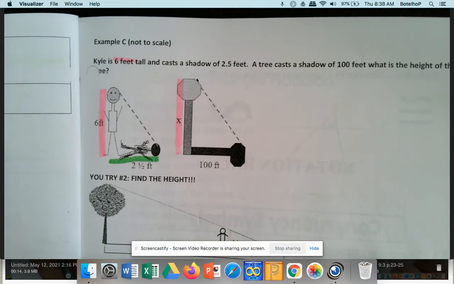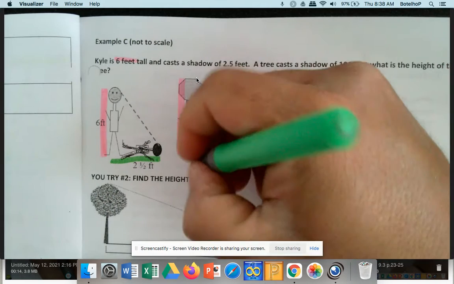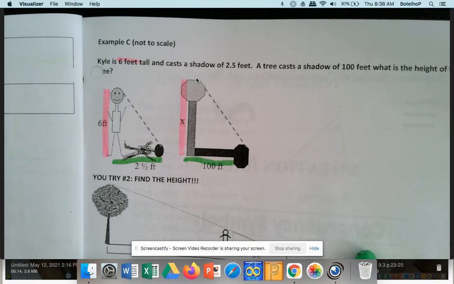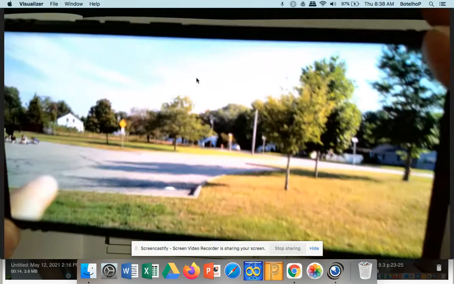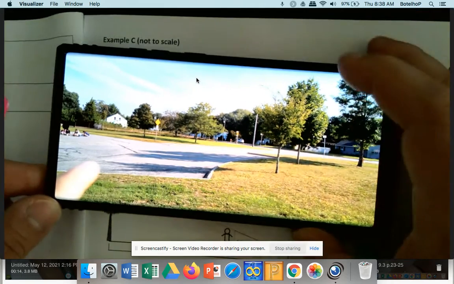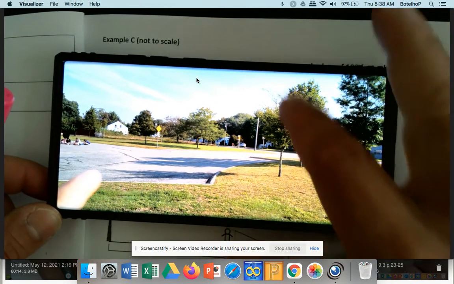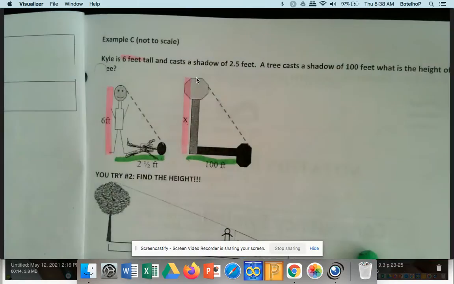Now, I hope when it's not such a rainy, cloudy day, I hope to go outside, and I found a tree yesterday at 9 o'clock in the morning that would be perfect to do this with. So I'll show it to you here. This was us on a mask break. You can see this tree right here casts a nice shadow that we could probably measure and figure out the height of this tree.